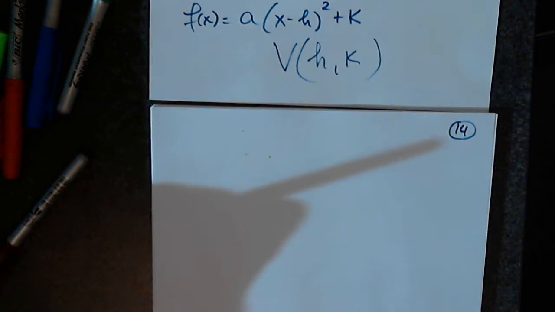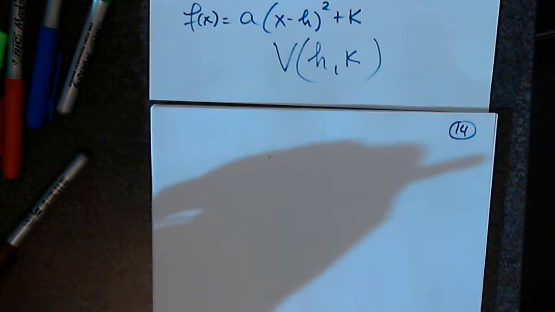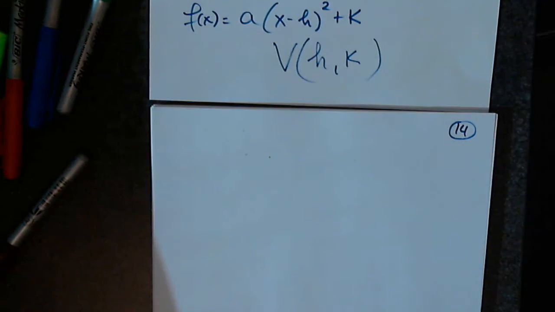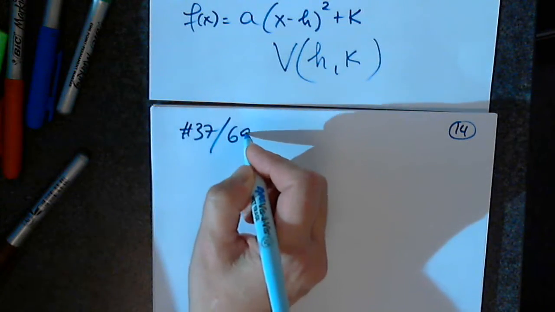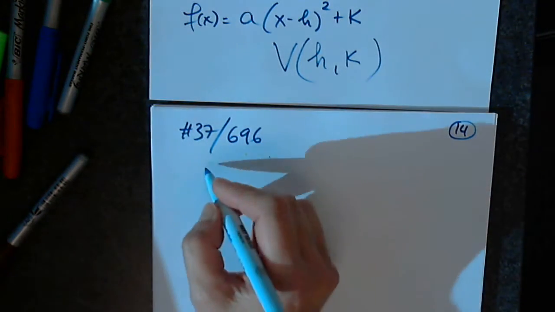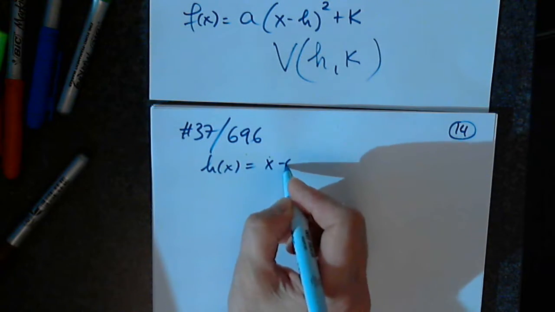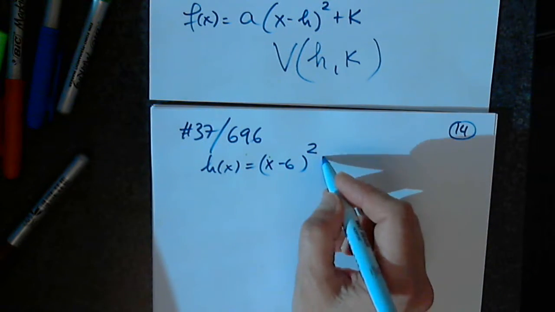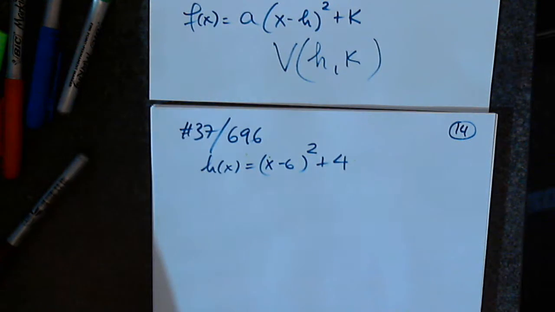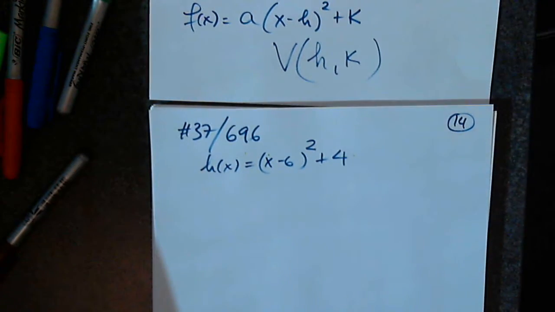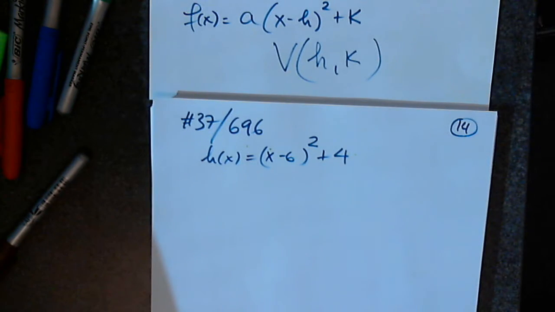On page 696, I would like to start with 37. H of x equals x minus 6, everything squared, plus 4. We're going through the same 6 steps. Everything is the same. All questions are the same. It's just that the vertex requires less effort. That's all.